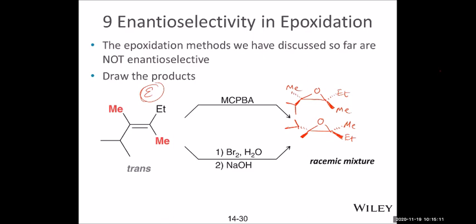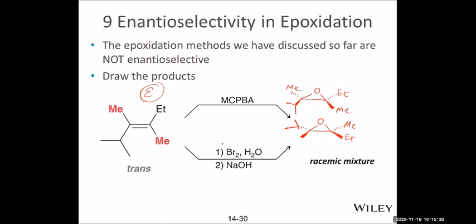You have a pair of these because the attack comes from both sides of the molecule, and that's equal opportunity. In the end, you have a one-to-one ratio between these two enantiomers. So that'll give you a racemic product.